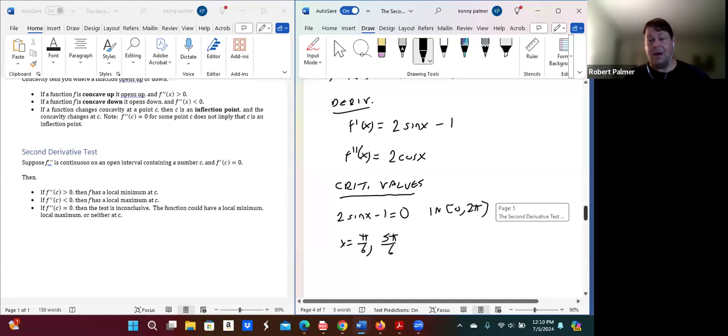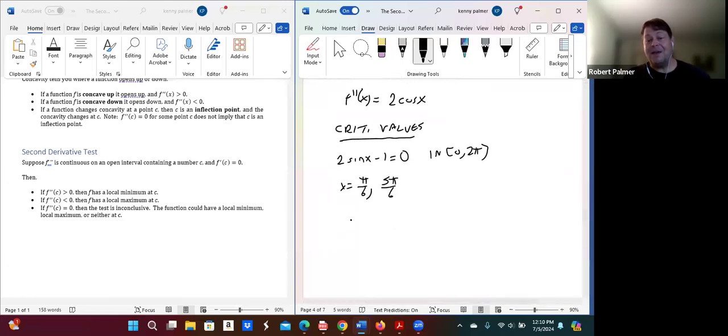Okay, now we also need to find the inflection point or points. And to do that, we set the second derivative equal to 0, once again, on that interval.